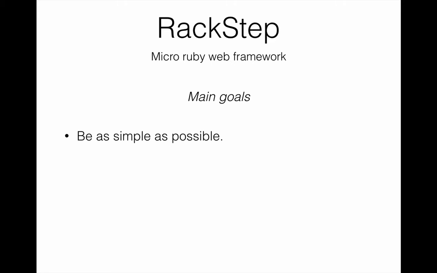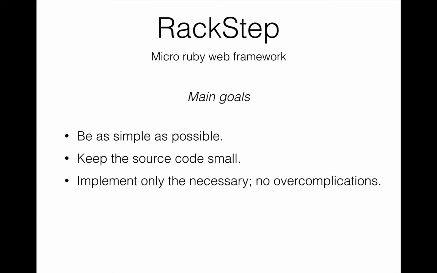The main goals of this project are: be as simple as possible. By that, I mean that using the framework should be really easy, but most important, the codebase of the framework itself and its architecture must be kept simple. As part of this concept, another main goal is to keep the source code small and implement only the necessary, no overcomplications. This project aims to allow easy implementation of microservices. If you're not familiar with this concept, it's important that you research about it. This way, it will be easier for you to understand how to use this framework.